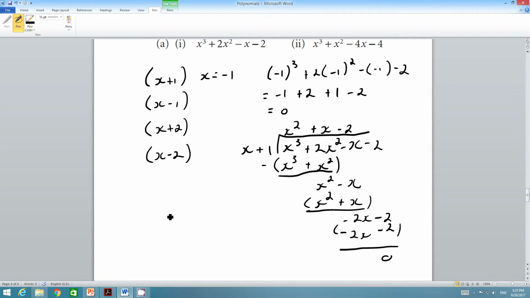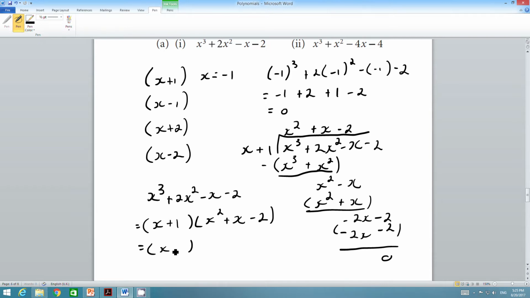So let's start writing it out. x cubed plus 2x squared minus x minus 2 is equal to, and now I want to break it down into its factors. I know that x plus 1 is a factor. The other factor, in this case, is x squared plus x minus 2. Now, I can try to factorize this. Luckily for us, it is a very easy and simple quadratic. So if I want to factor this, I can just say, sure, x and x.